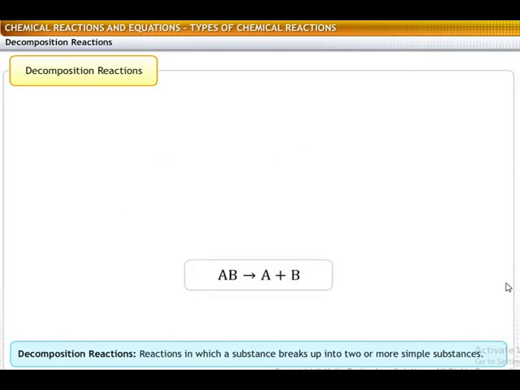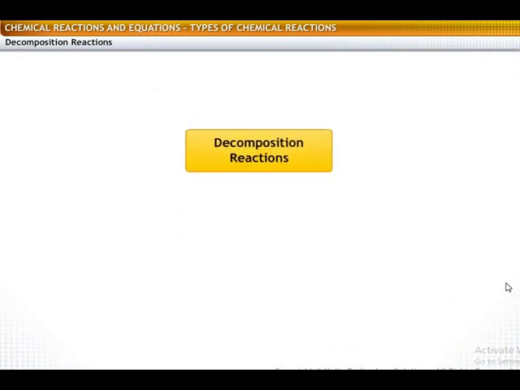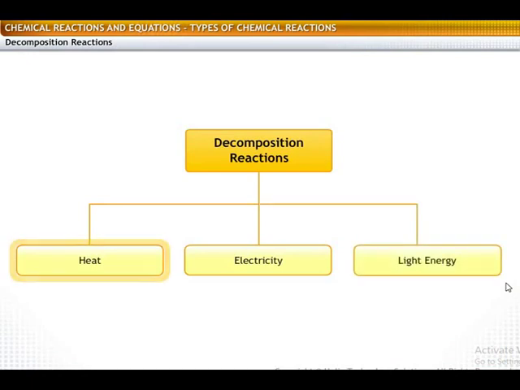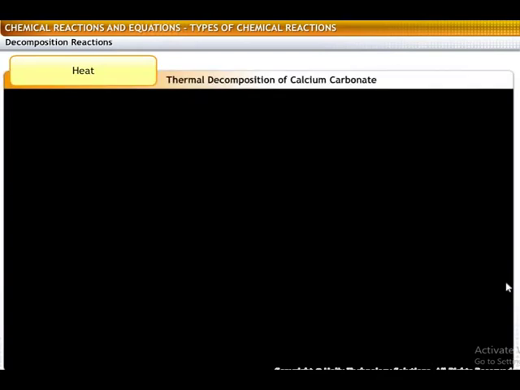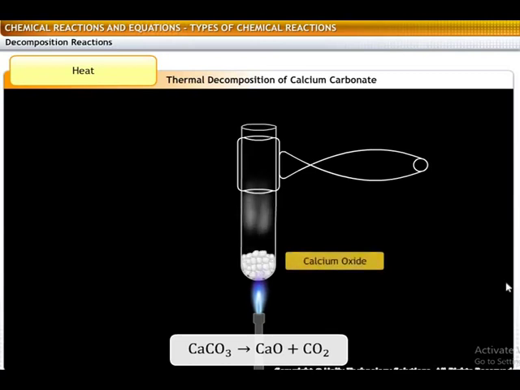The general form of a decomposition reaction is AB decomposes to give A and B. Decomposition reactions use heat, electricity, or light energy. Decomposition through the action of heat on a substance is called thermal decomposition. For example, calcium carbonate on thermal decomposition gives calcium oxide or quicklime and carbon dioxide.